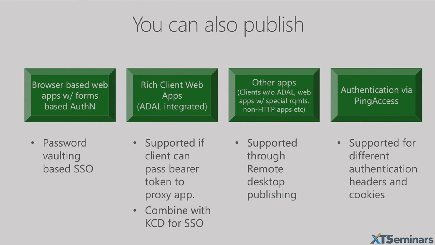So, I've shown you claims aware applications. I've shown you Windows auth applications. Claims applications, we got SSO, all right? And remember that if we've got multiple applications, once we've authenticated once, we've got access to all those applications, right? Because we've already authenticated with Azure AD.